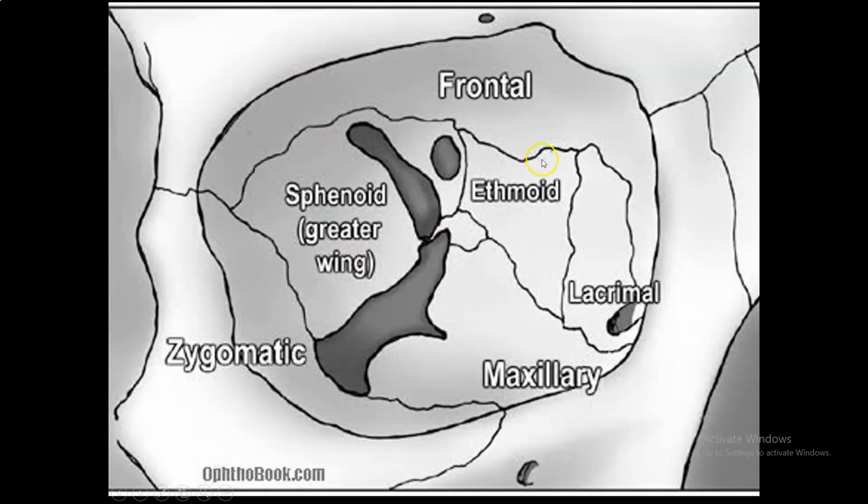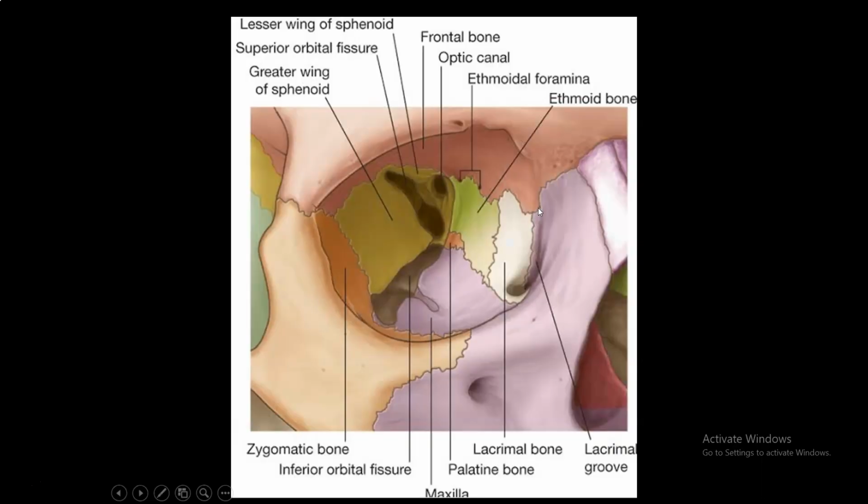So, again, the orbital plate of the frontal bone and the lesser wing of the sphenoid: this is the roof. The orbital plate of the maxillary bone and the zygomatic bone: this is the floor. And the zygomatic bone and greater wing of the sphenoid form the lateral wall, then the frontal process of the maxillary bone, lacrimal and ethmoidal bone form the medial wall.